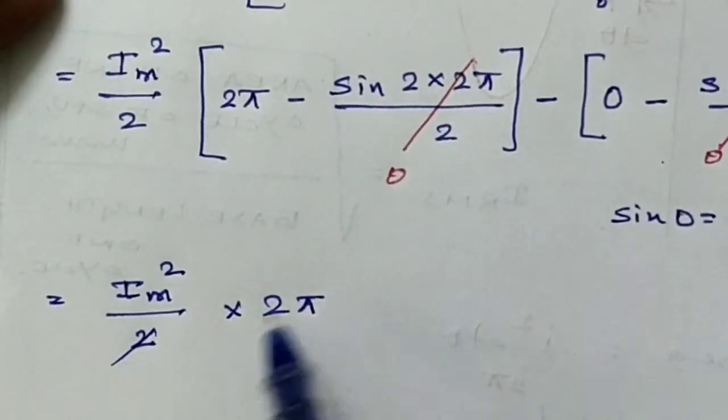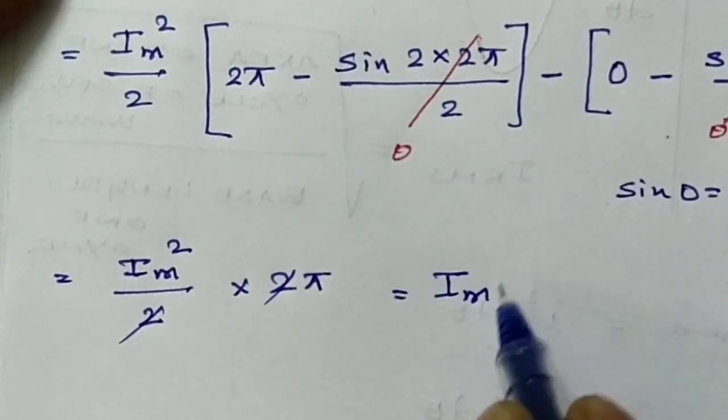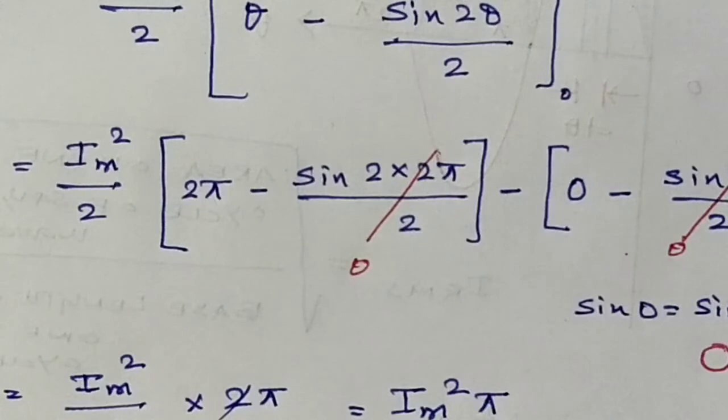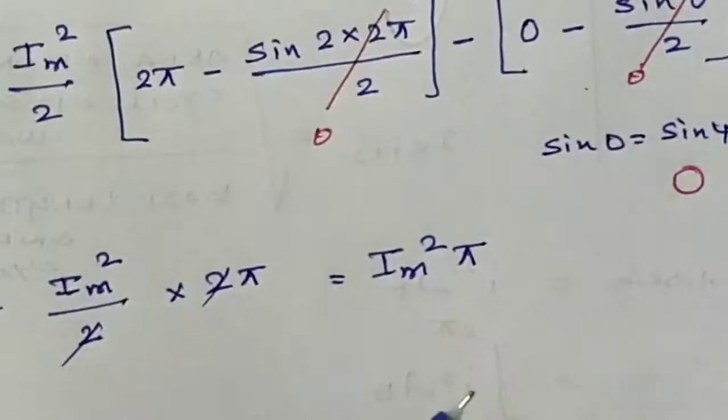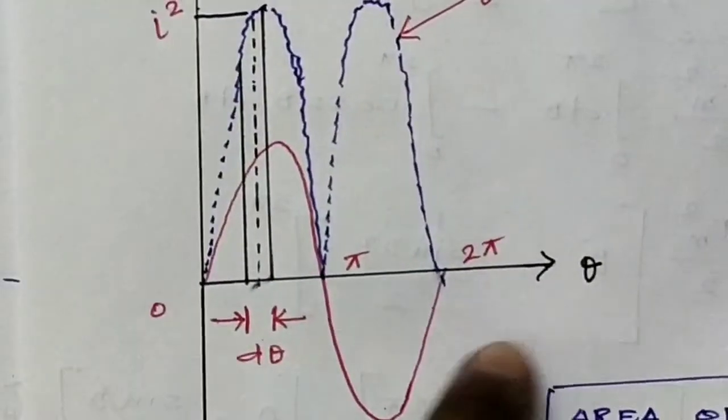So here it is the cancel both of this. Write down that equation, Im squared by pi. That means it is the area of the one cycle of the squared wave. Area of the one cycle of the squared wave is found. Now the base length is 0 to 2 pi.